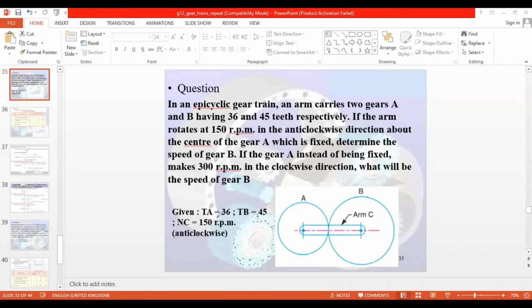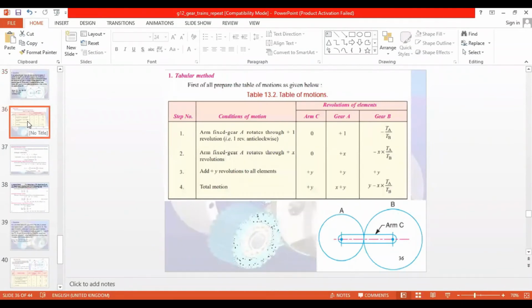TA is 36, so the number of teeth on A is 36. TB is 45, the number of teeth on gear B is 45. NC is 150 rpm, so rotation of link C is 150 rpm, anti-clockwise. So now this link is going to rotate like this, and A is fixed, so NA is fixed. The question asked is, when A is fixed, what would be the speed of B? Second question, when A is moving with 300 rpm, what would be the speed of B? We'll now see how to solve this. First we'll solve with the tabular method, and then with the algebraic method. We'll solve by both methods.